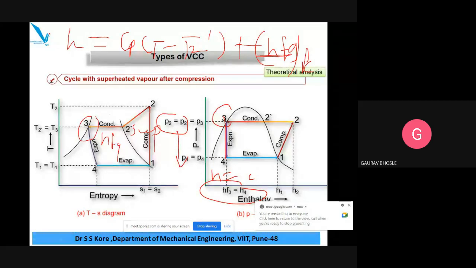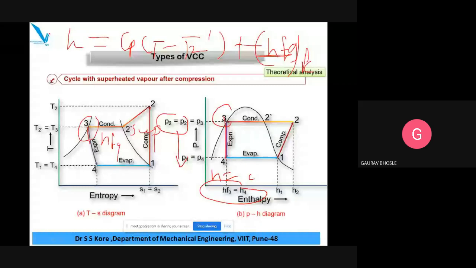If you observe on the T-s diagram, it is having a curved line. If 3 to 4 is a straight line on the T-s diagram, then which process can we say? During which process does entropy remain constant? Hello, can you name that process? It is a compression process.